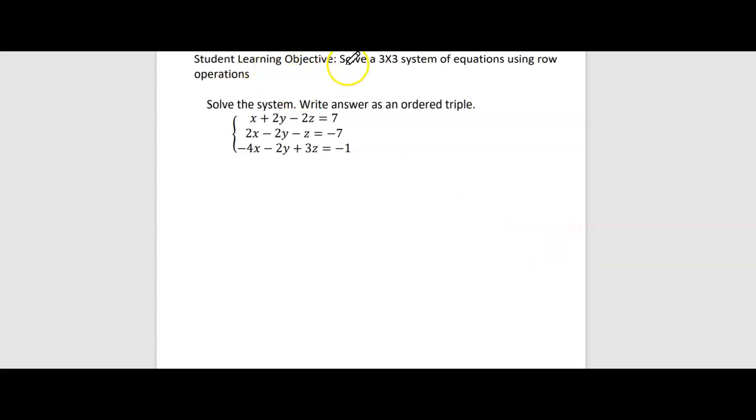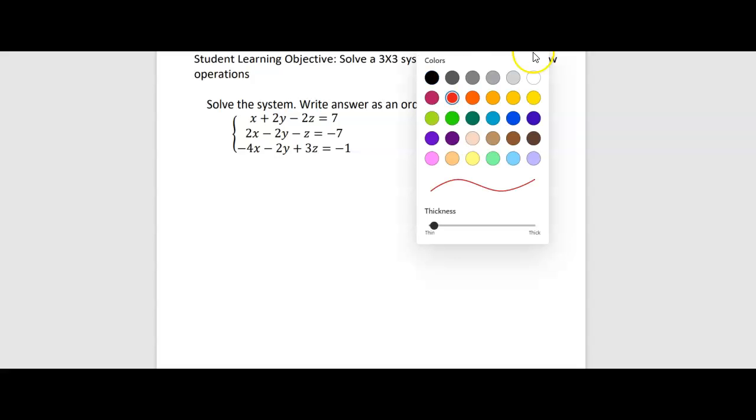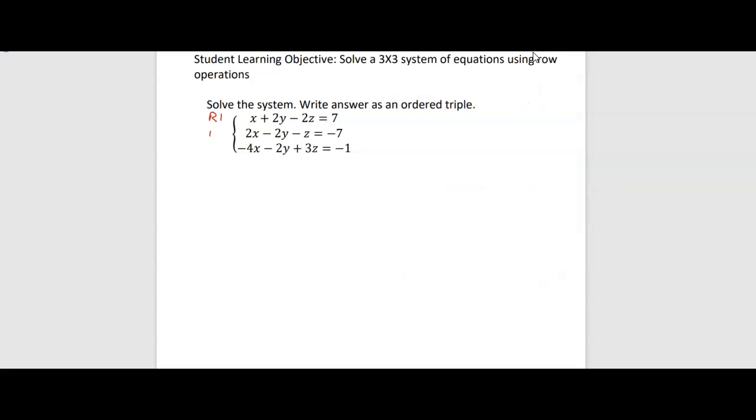Student learning objective: solve a 3 by 3 system of equations using row operations. Here we have the system. There are 3 equations and 3 variables, and our instructions are to solve and write the answer as an ordered triple. To make this a little easier to track, I'm going to call each of these rows by a certain name: row 1, row 2, and row 3.